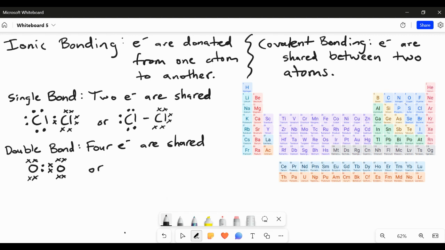You may also see it look like this. Oh, actually, I had the X's on this side. Let's try and keep it consistent, Mr. Andrew.